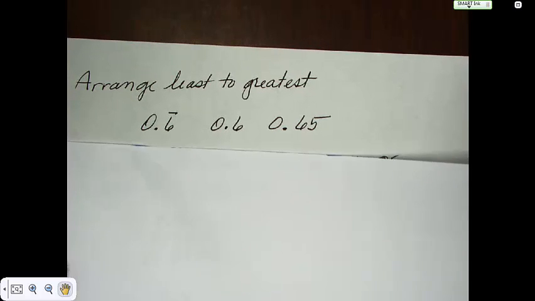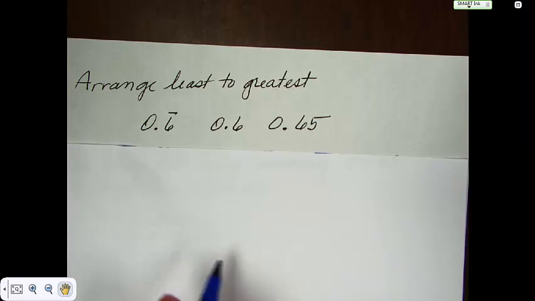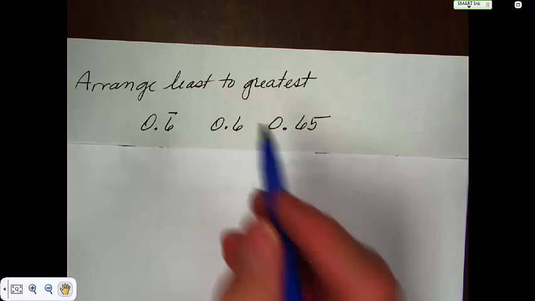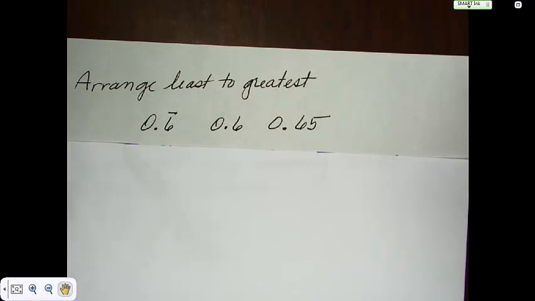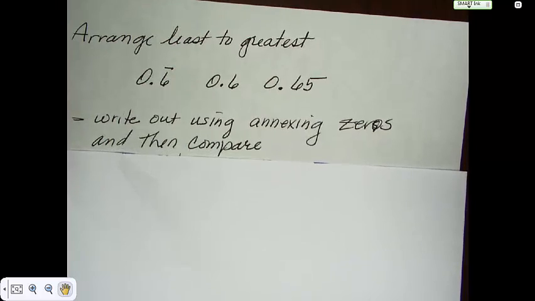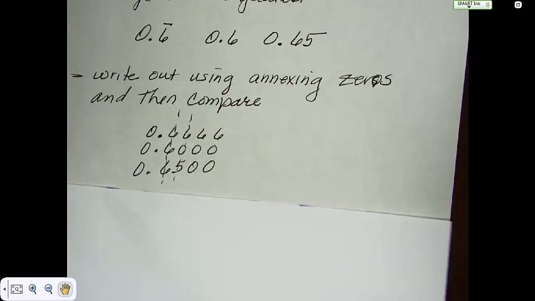Okay, one more. Only this time we're going to arrange them from least to greatest. And you always have to pay attention to that. I've seen people miss questions like this because they don't pay attention and they put them greatest to least. Pay attention. Look to see what it is they want. So this is 0.6 repeating, this is 0.6, this is 0.65. Again, we're going to use some annexing zeros. Alright, so we're going to write it out using annexing zeros, which I have done.